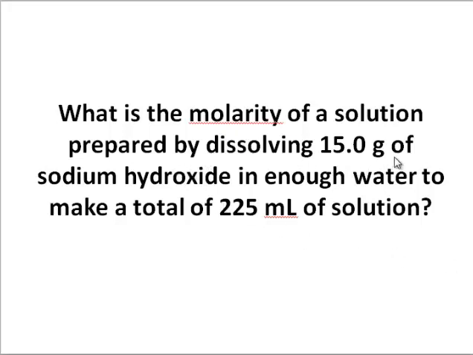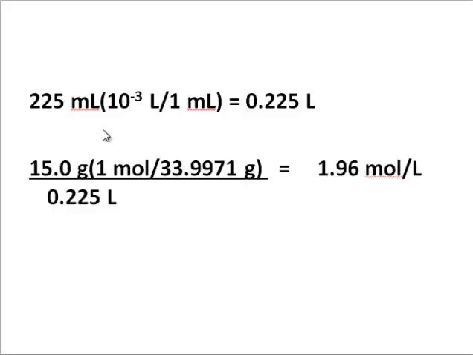Alright, let's move on to another. What's the molarity of a solution prepared by dissolving 15 grams of sodium hydroxide in enough water to make a total of 225 milliliters of solution? In other words, water is added to the sodium hydroxide until the volume of the two mixed is 225 milliliters. You should attempt this before moving on. Here's the solution. 225 milliliters is first converted to liters. And then I calculate the molarity by converting grams to moles. 15 grams is multiplied by 1 mole over the molar mass of sodium hydroxide. The volume, 0.225 liters, appears in the denominator. And the solution is 1.96 moles per liter.